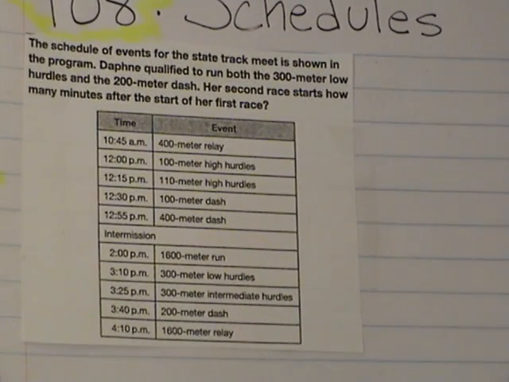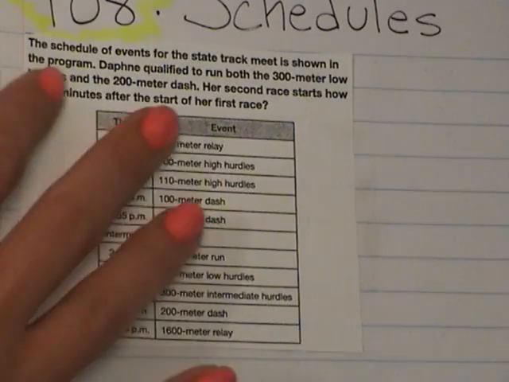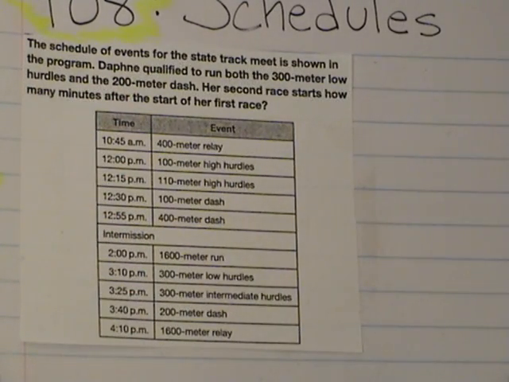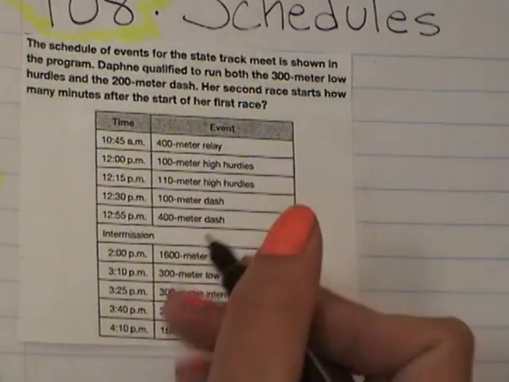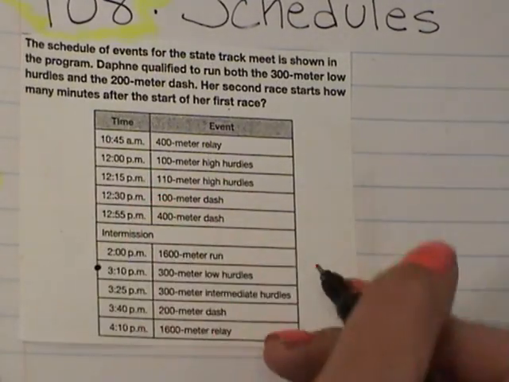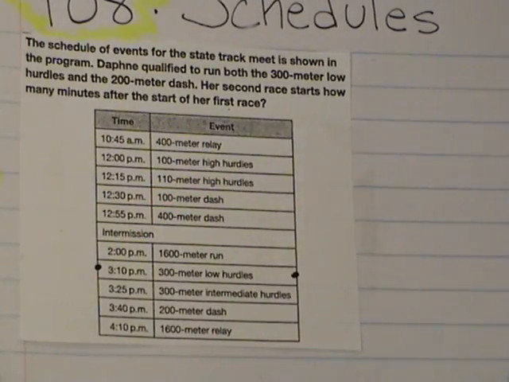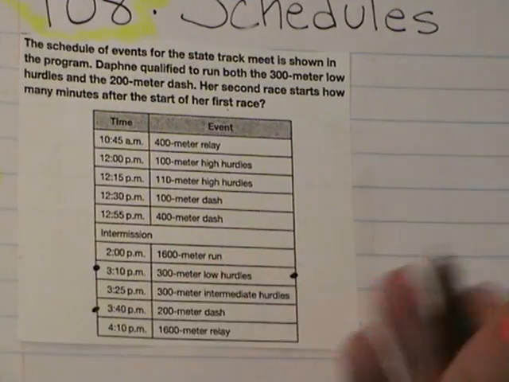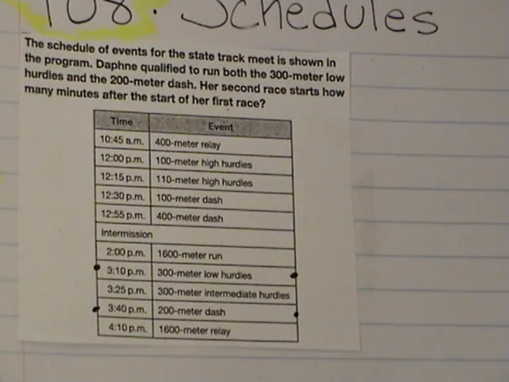So we're going to start with the first one. Example number 1. The schedule of events for the state track meet is shown in the program. So this is kind of like our program that we're using. Daphne qualified to run both the 300-meter low hurdles, which I'm going to go ahead and find for us, right here, and the 200-meter dash. So I'm going to find the 200-meter dash. Her second race starts how many minutes after the start of her first race?